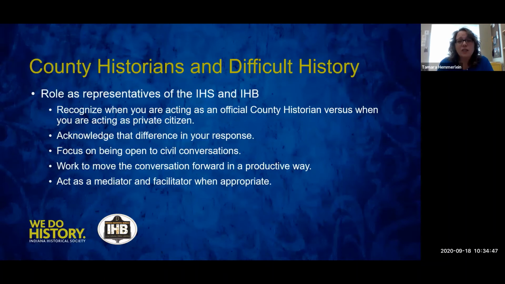Recognize when you're acting as an official county historian versus when you're acting as a private citizen. Be able to recognize that sort of internally in your own mind and take that into the situation with you. Be very aware of when you are one versus when you are the other. During the meeting, in the article, in the interview, whatever the interaction is, be sure that you acknowledge the difference in your response. You know, make it clear what role you are taking. You're a county historian when you answer the question, or in this particular case, you are a private citizen.